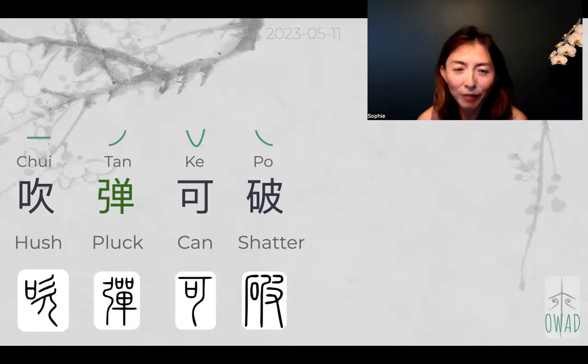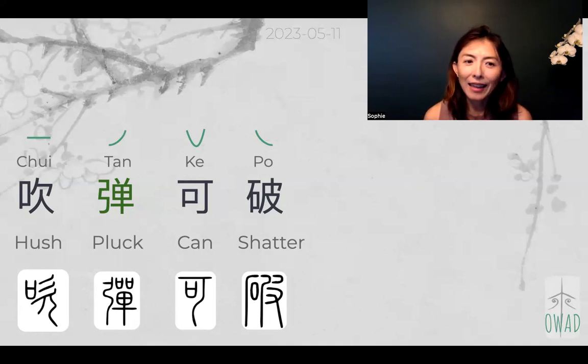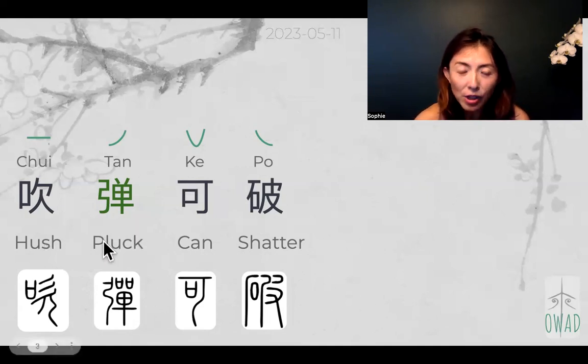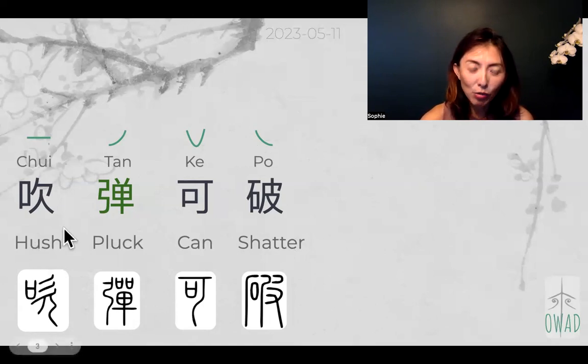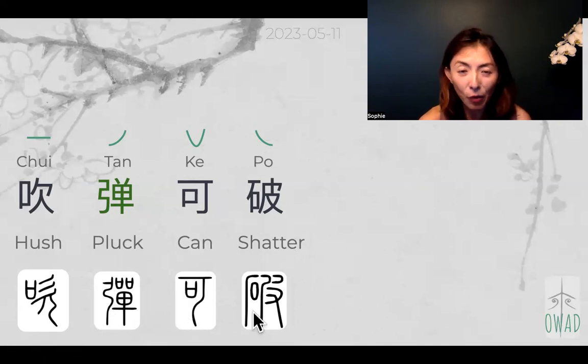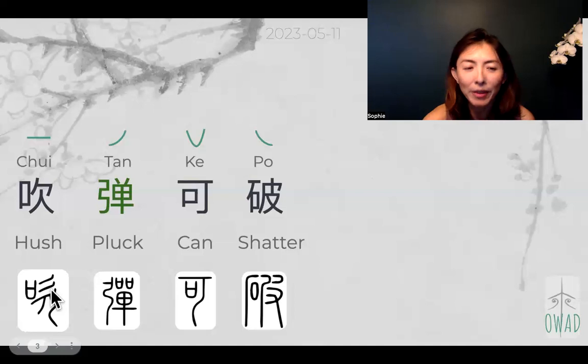吹弹可破. There are three action words. I translated them as hush, pluck, shatter. Okay, that's a lot of action in one phrase. 吹 comes from the mouth symbol. Actually, you can see the mouth symbol in three out of the four characters. That's how common that is.